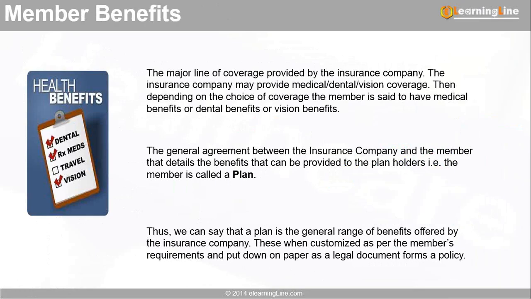You have a PPO plan. That's what you say. And then when you are looking at the exact benefits, then you say, okay, these are my benefits and this is what I have in my policy. So a policy is a much more detailed version of your plan, where by looking at the policy you know what is covered, what is not covered. So thus we can say a plan is a general range, whereas when customized as per the member's requirements and put down on paper as a legal document, it forms a policy. That's what the difference is.